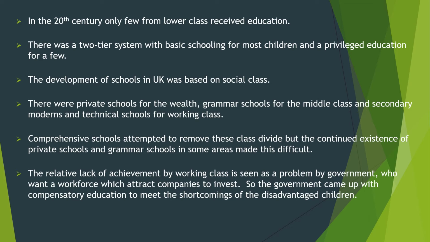So the government came up with compensatory education to meet the shortcomings of the disadvantaged. For example, in the UK, they came up with education action zones, which were later named Excellence in Cities Action Zones. These were schools in working class areas in inner cities that were given extra funding and resources by the government.